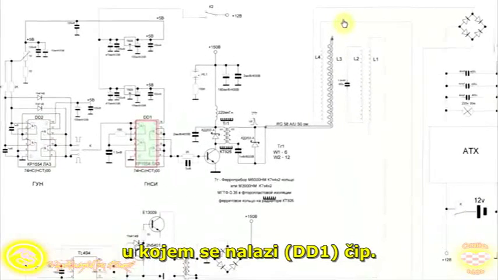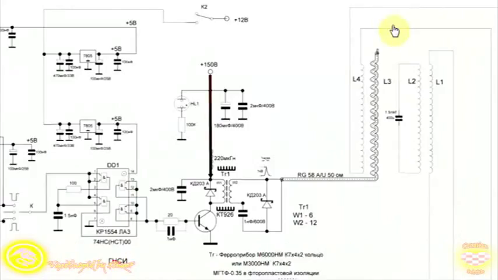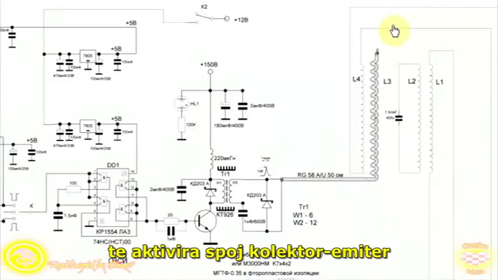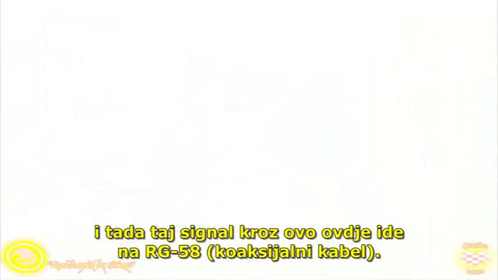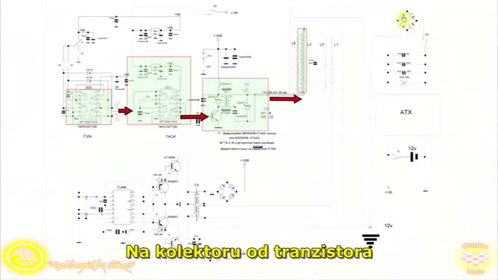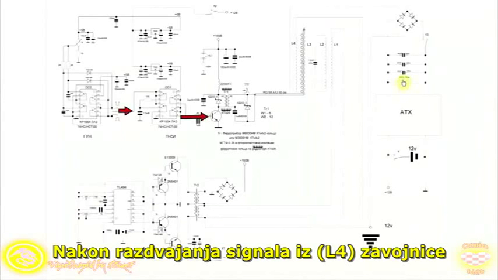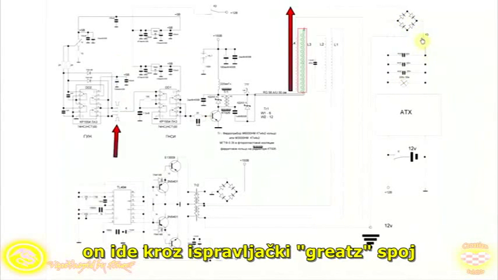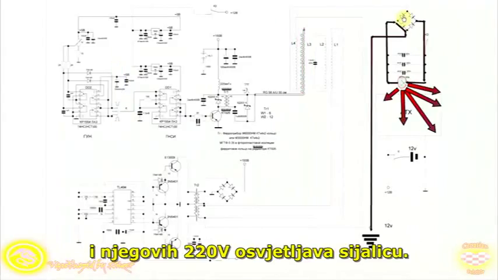That is DD1. The signal is then given to the base of the transistor, activating junction, collector, emitter, and then the signal through tier 1 goes to RG58. At the collector of the transistor, we are dealing already with the high voltage, high power signal that is feeding RG59. After the coupling with L4, the signal goes to the rectifier, the Grace bridge, induce 220 volts, and then lights up the light bulb.